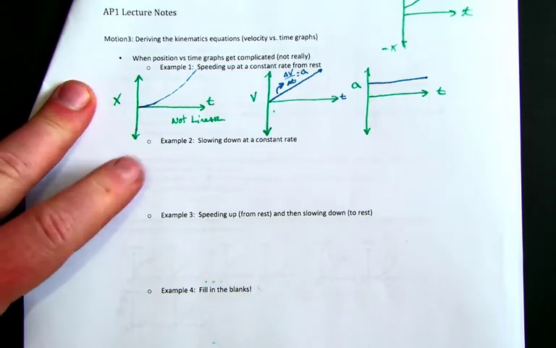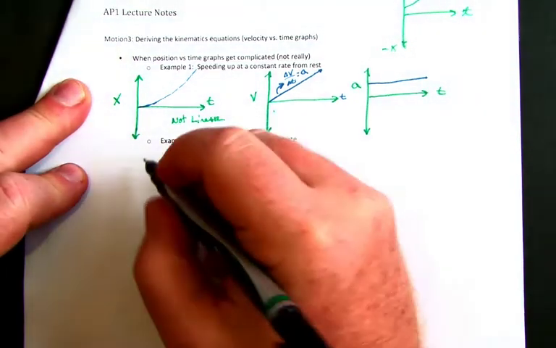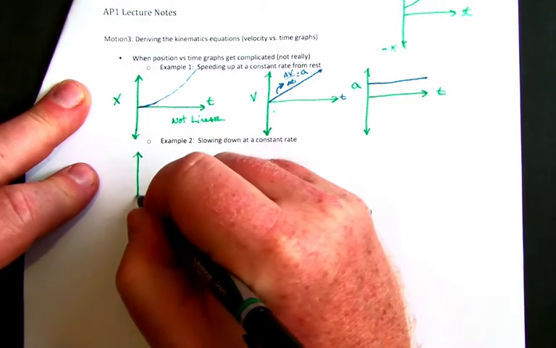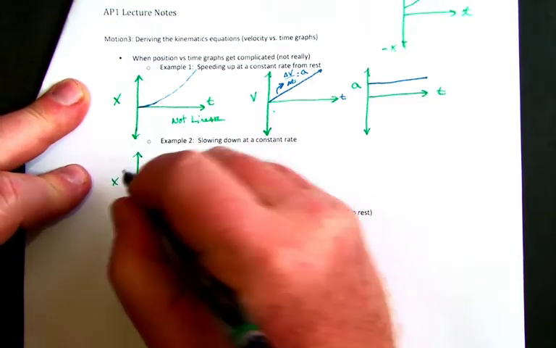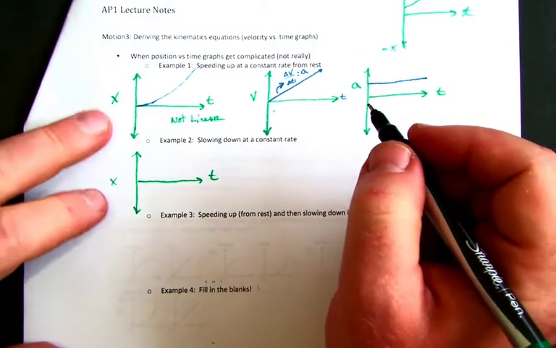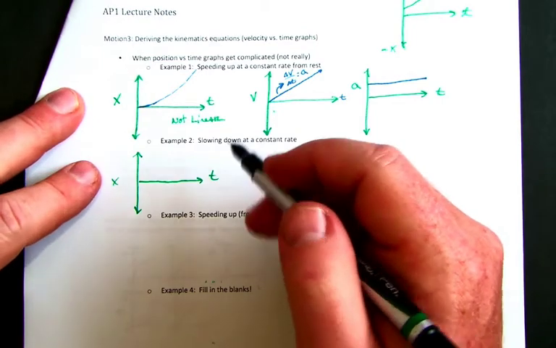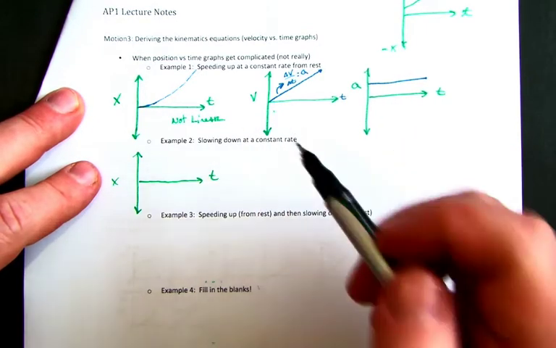Okay? So now example 2, slowing down at a constant rate. So we could say, again, position versus time. So this is x. This is t. Now, if I'm slowing down at a constant rate, my starting velocity is positive, and it's high.